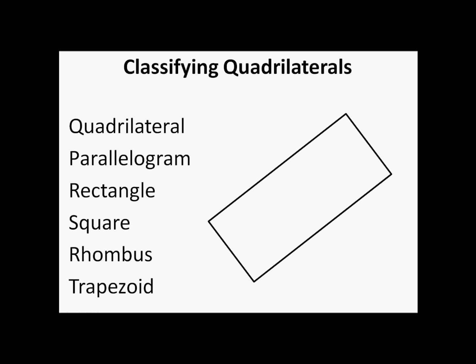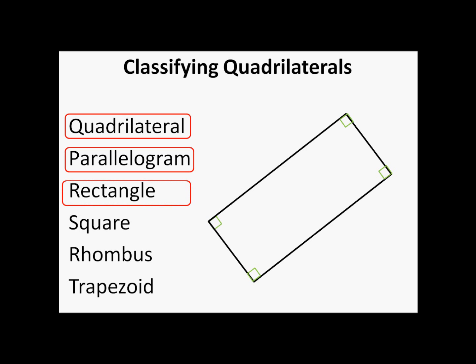Now we're going to have another one. Hopefully this one's going to be easy for you. Probably most of you recognize that it's a rectangle, but it can also be a few other things. It could be a quadrilateral because it has 4 sides. It's a parallelogram because it has the opposite sides being parallel. And then it has the 90-degree angles, so that makes it a rectangle, and that's its most accurate name.